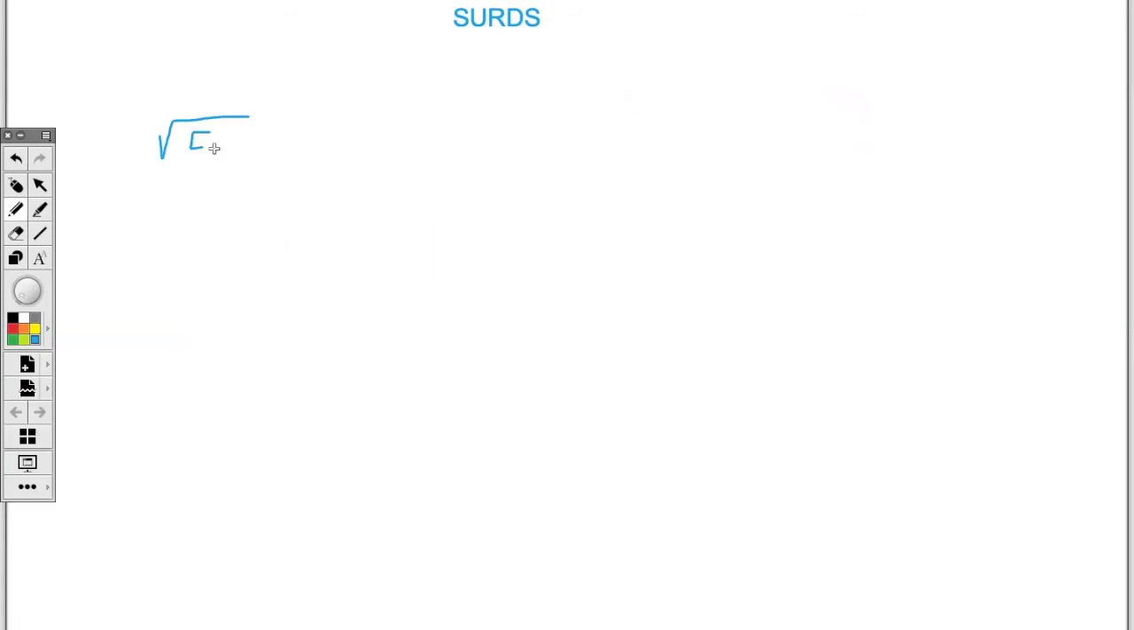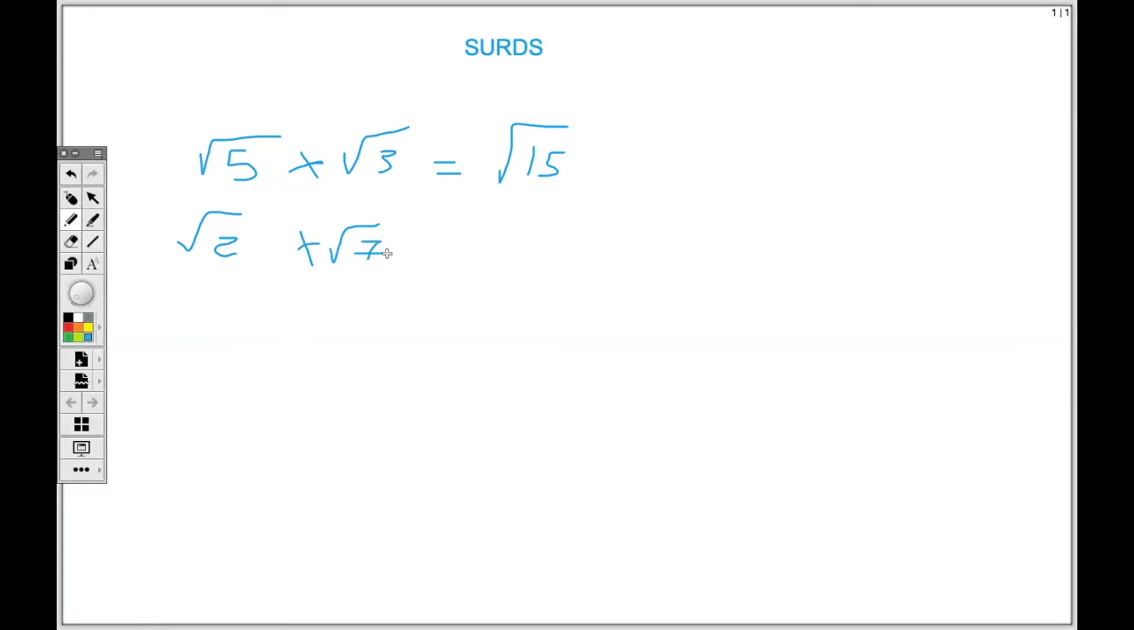The rule that was explained before is that when you multiply two surds, so if I have the square root of 5 times the square root of 3, it will give me root 15 because we multiplied 5 times 3. So if I have the root 2 times the root 7, then that gives us root 14.